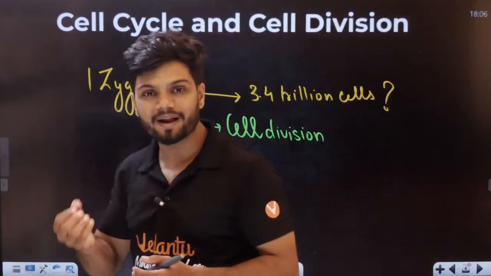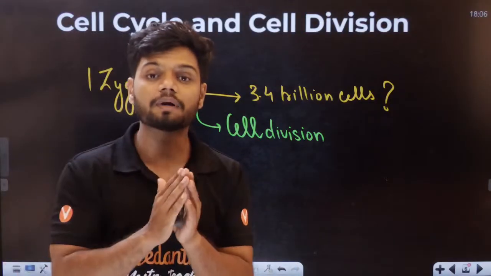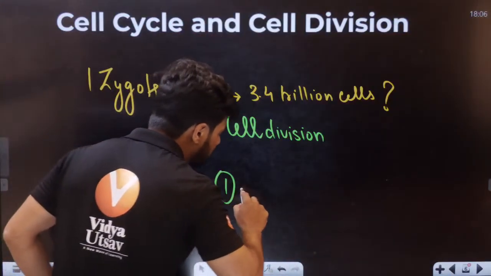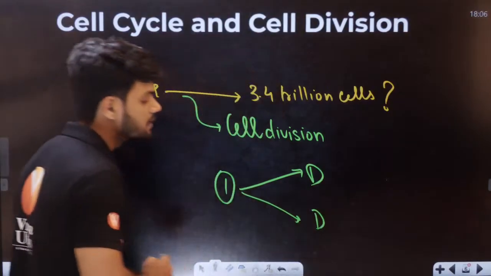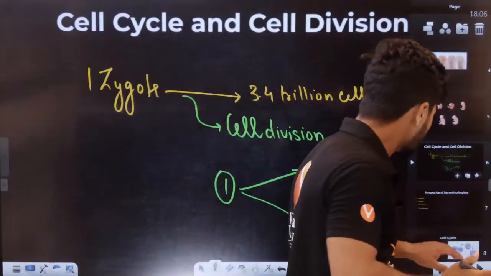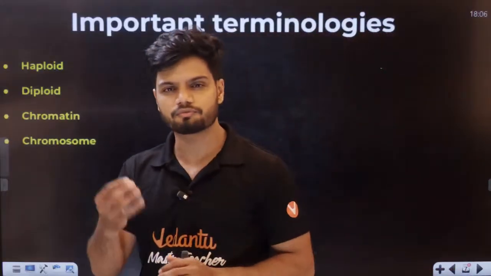That is, one single cell will replicate, it will divide and become 2 cells. That is, from one single cell, it will divide into 2 daughter cells. That is called cell division, students. It's a very easy chapter, but before we start, I want all of you to understand a few terminologies here and there.